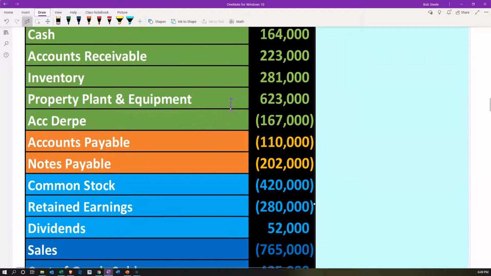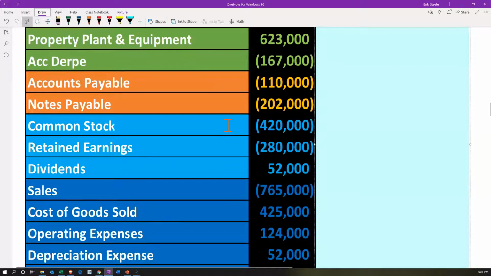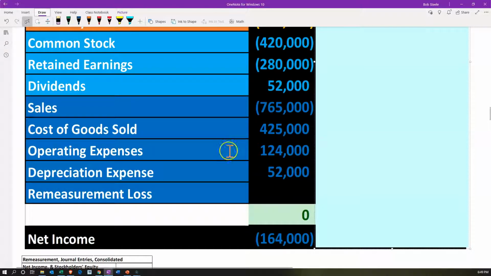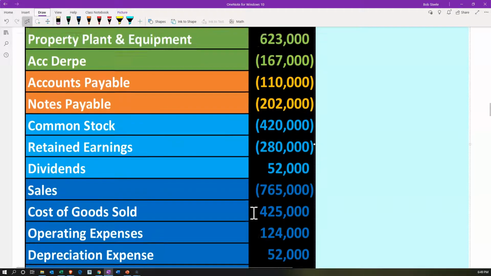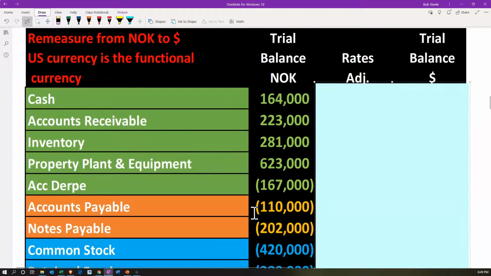We've got the balance sheet. The green are the assets, orange are the liabilities, both balance sheet accounts. And then we have the light blue equity section, dark blue income statement, net income in the foreign currency. This 164,000 revenue minus the expenses down below. We see that we are in balance in that the debits minus the credits equals 0. Therefore, we are in balance.